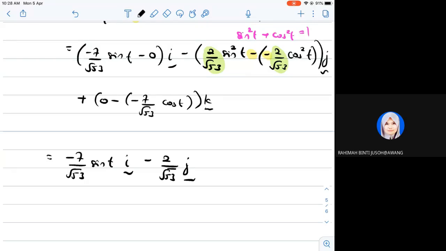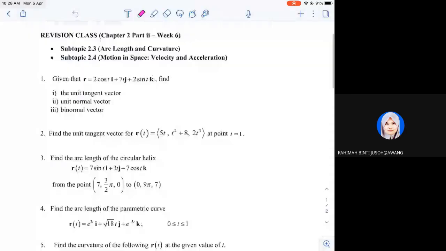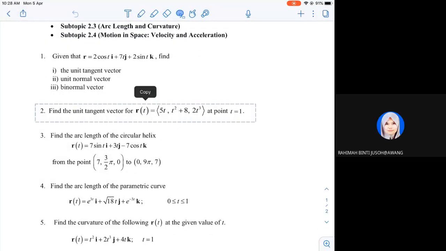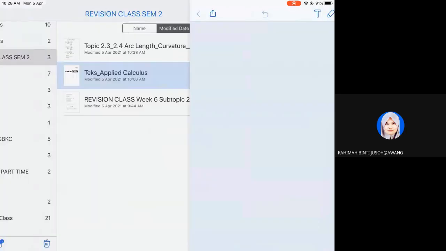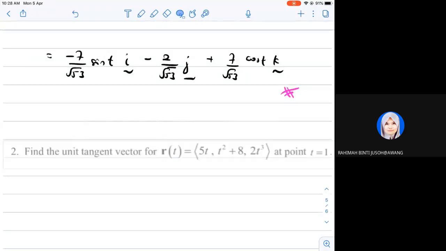Okay, the last one, negative becomes positive again. So positive 7 over square root 53 cos t k. Okay, that's it. That's the answer. Understand guys? Can you understand? Alright, very good. So now second question. Sorry. Question number 2.